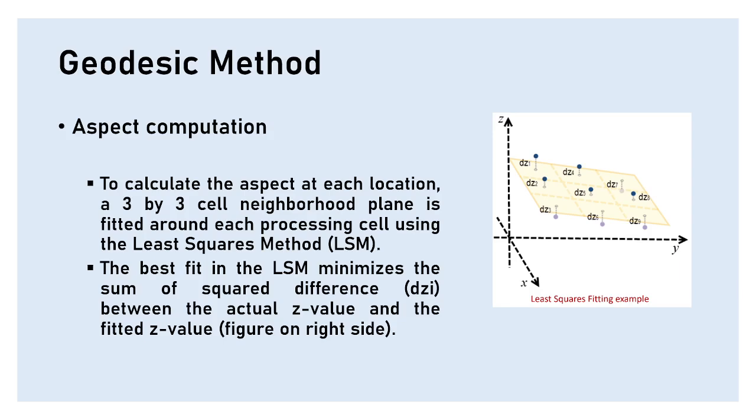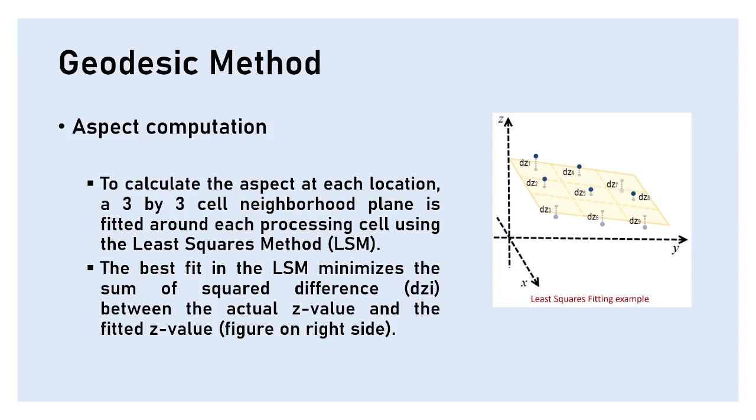So how is the aspect computed based on the geodesic method? Same thing: to calculate the aspect at each location, a 3 by 3 cell neighborhood plane is fitted around each processing cell using the least squares method. So again here we are making use of the 3 by 3 cell grid. Here it is a neighborhood plane which is fitted around the processing cell, and like some algorithm, they make use of the least squares method.